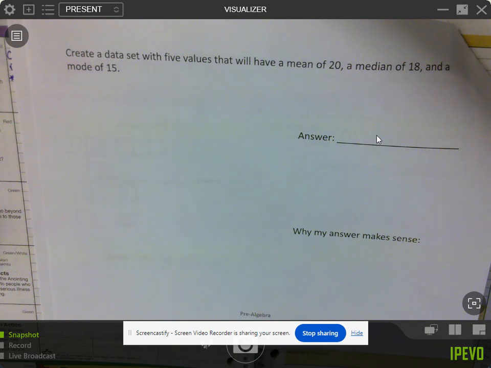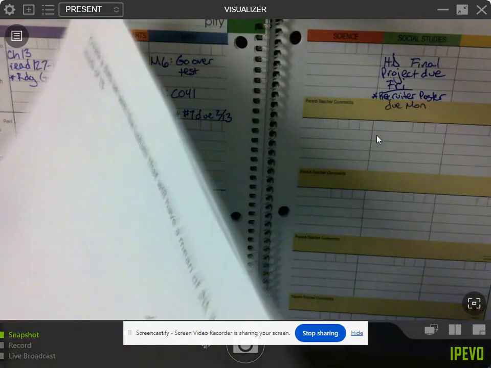You add all 5 numbers together, divide by 5, and you will get 20. So you need to figure out where those numbers are going to fall to make sure that your mean is 20, your median is 18, and your mode is 15. Keeping in mind there are only 5 values in this set. You might need to play around a little bit with it.